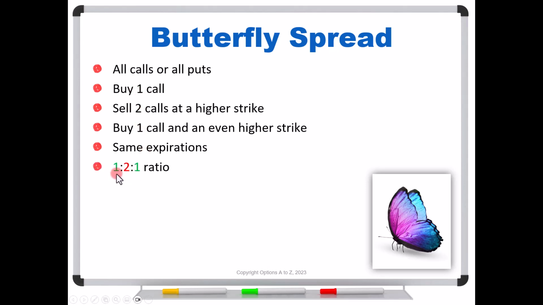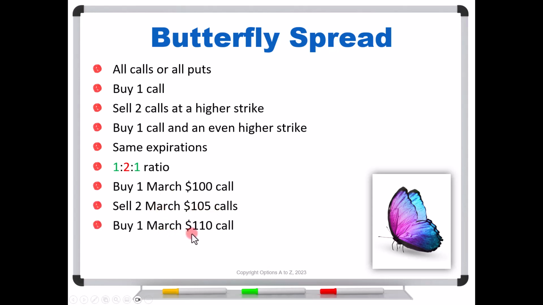So we sometimes show that as 1 to 2 to 1, meaning that you're long the wings, that's why those are green, those are your long positions, and you're short 2 in the center. This is, of course, assuming that we're talking about a long butterfly spread. So for example, let's say that you buy one March $100 call, you sell two March 105 calls, and then you buy one March 110 call. So they're equally spaced 5 points apart in a 1 to 2 to 1 ratio.